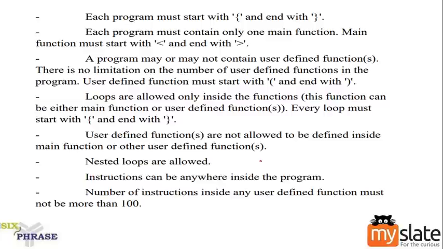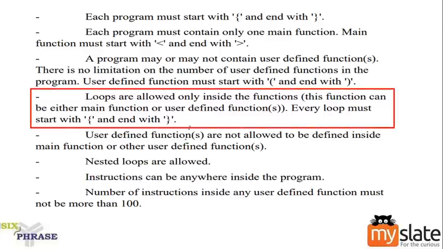Next one. Loops are allowed only inside a function. That is, the function can be either the main function or a user-defined function. So loops can be present only within a function, whichever function it might be, main or user-defined. A loop can be present in any function, and every loop must start with a curly bracket and end with a curly bracket.